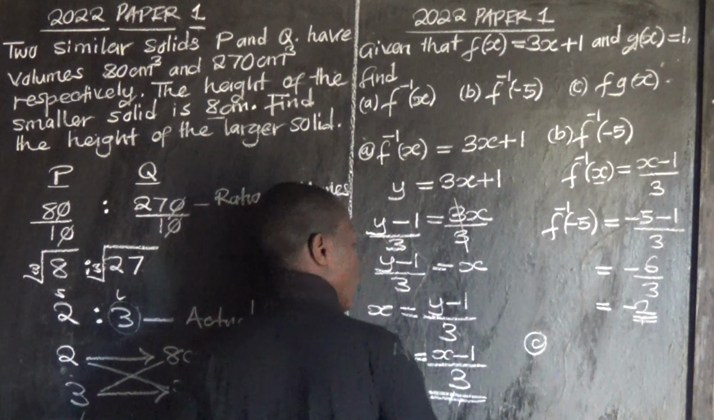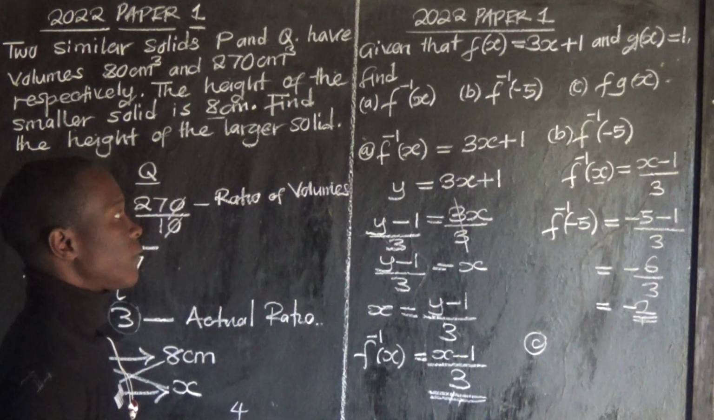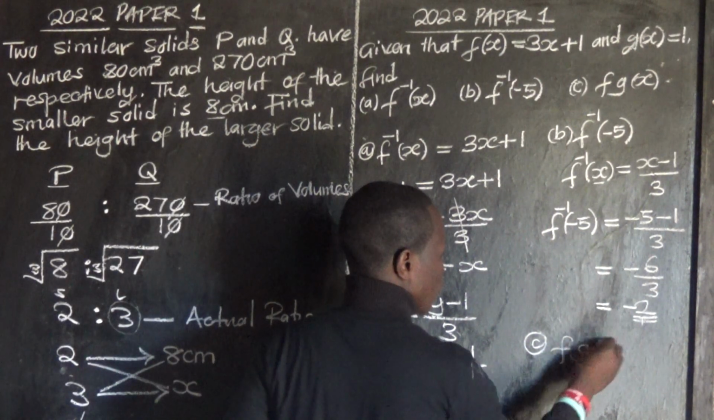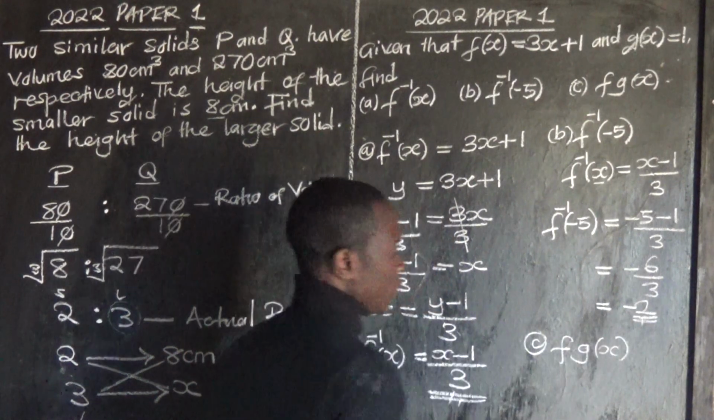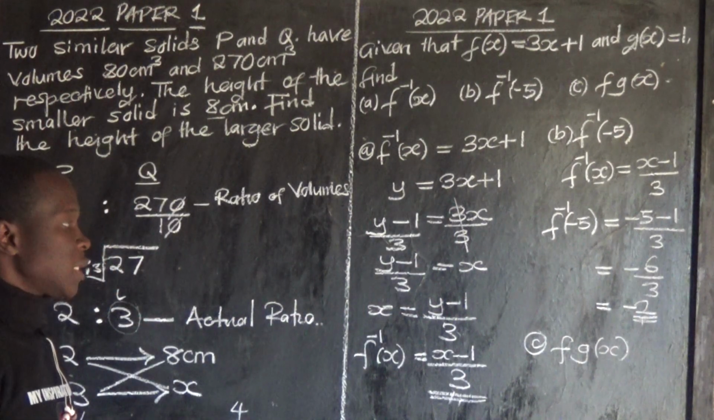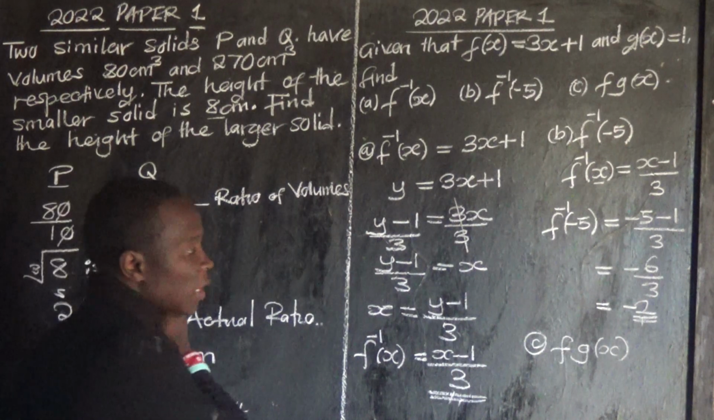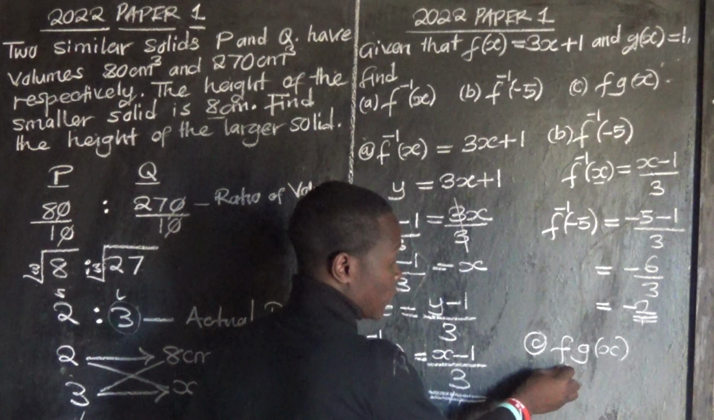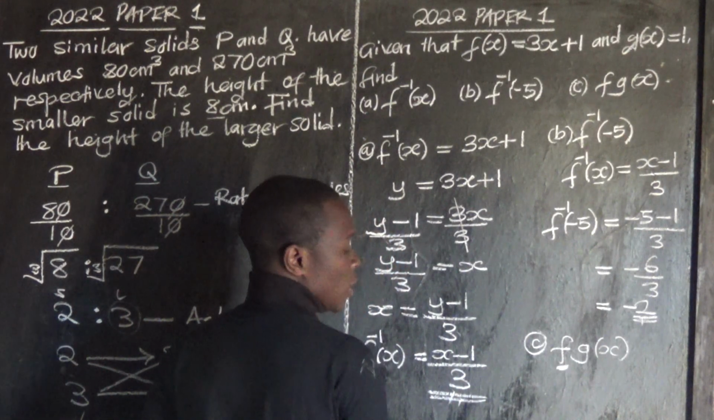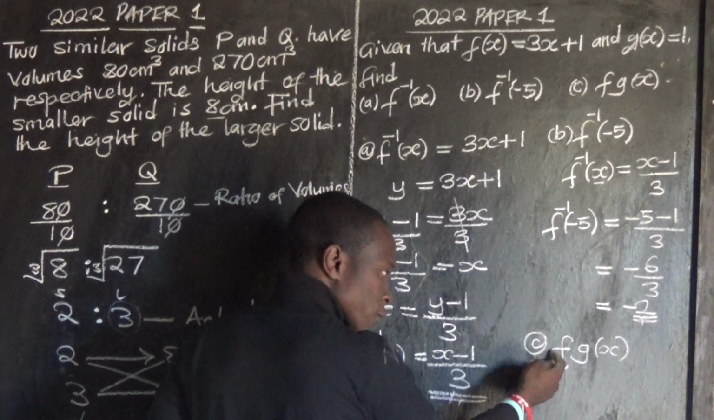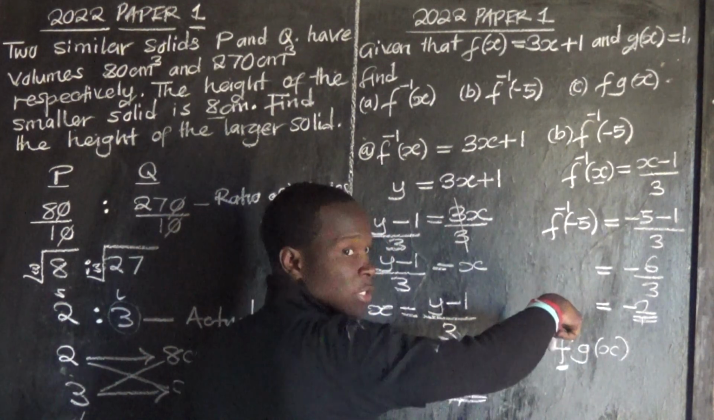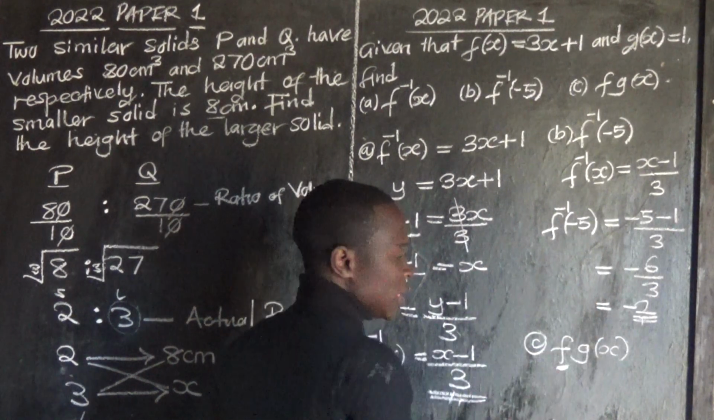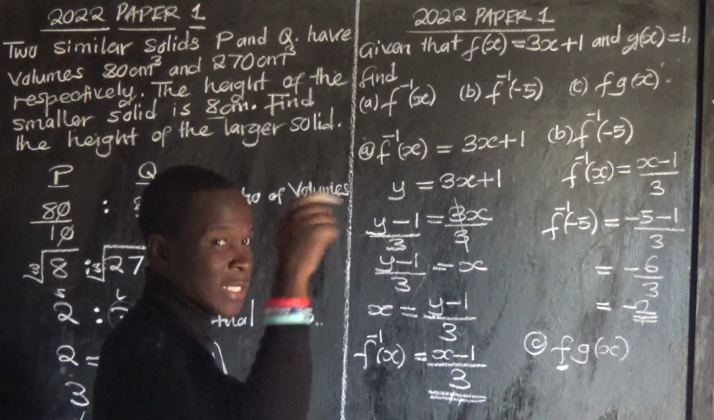Then the last question, people, is f g of x. Are we together? When they say f g of x, the first function is f. We have f as our first function. So we are going to write the function of f, and then where there is x, you're going to put the function of g.